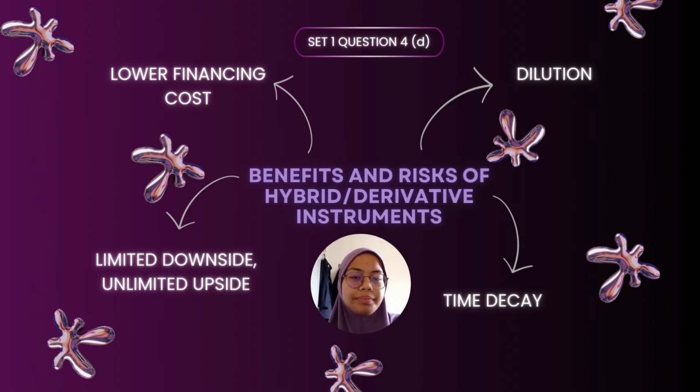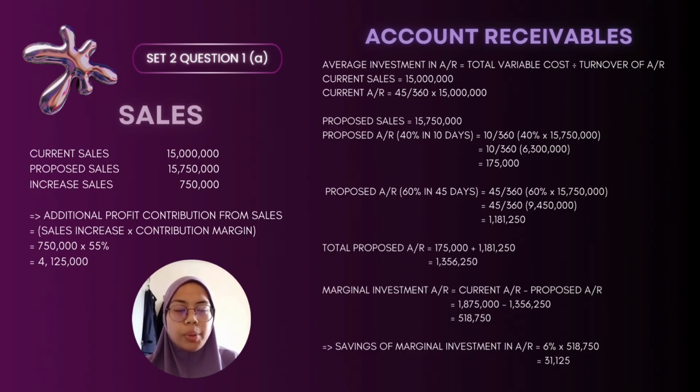Okay, so for Set 2, question 1A, basically we need to calculate the difference between sales, accounts receivable, and also the bad debts, so we can make the decision whether to change the policy or not. For the current sales, we have 15,000 and the proposed sales is 15,000 and also 750 ringgit, which shows an increase in sales of 750 ringgit, which we will multiply with the contribution margin of 55%. So we will get the additional profit contribution from the sales of 4,125 ringgit.